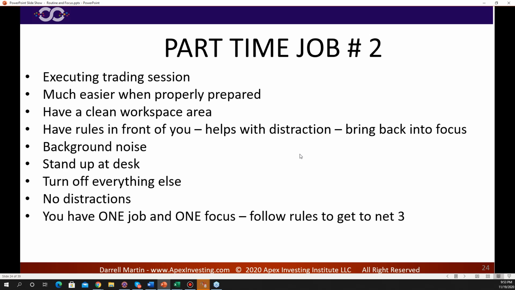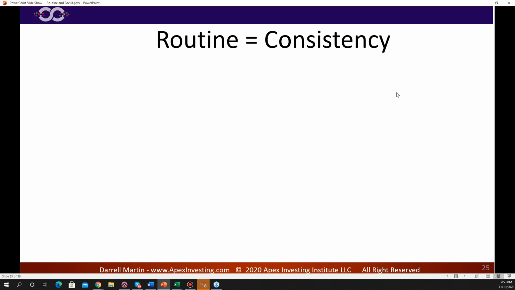Because right now, you already finished your first part-time job. Now you're on part-time job number 2, and you've got one job and one focus, and that's to look at that screen, follow your rules, get to 3 trades, and get the hell out of there. Right? That's all you're focused on right now. Watch the charts, listen to the room, follow the rules, get 3 and go.